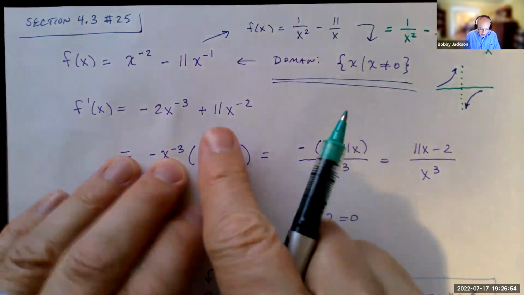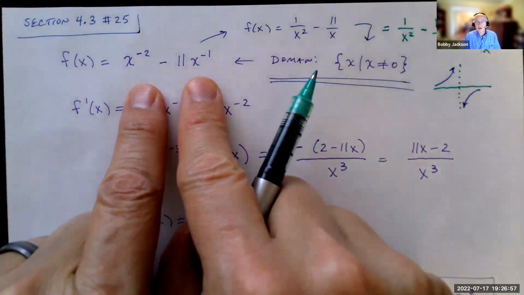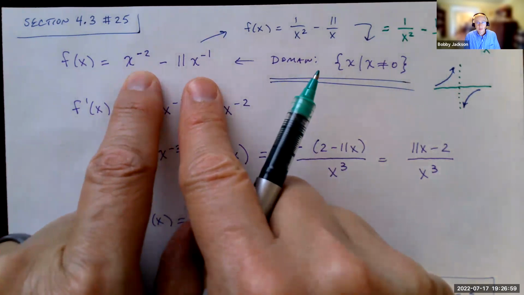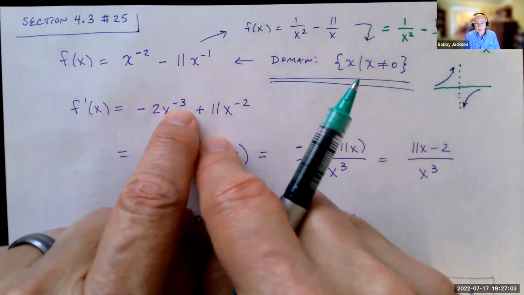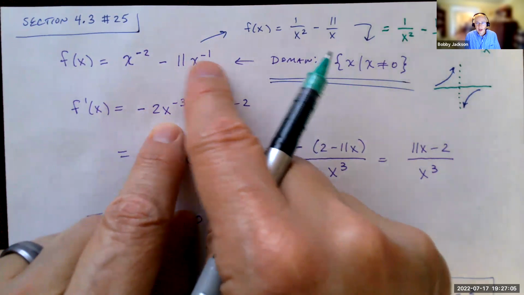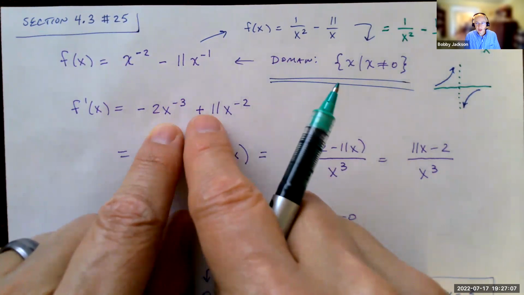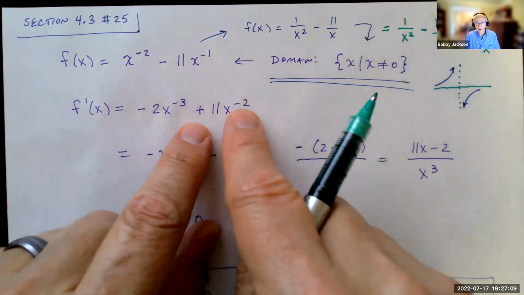So, all right, I'm just going to use this form to find the derivative. Power rule: bring the -2 down. Subtract 1 from -2 gives me -3. Bring the -1 down. Negative times -11 is +11. Subtract 1 from -1 gives me -2.